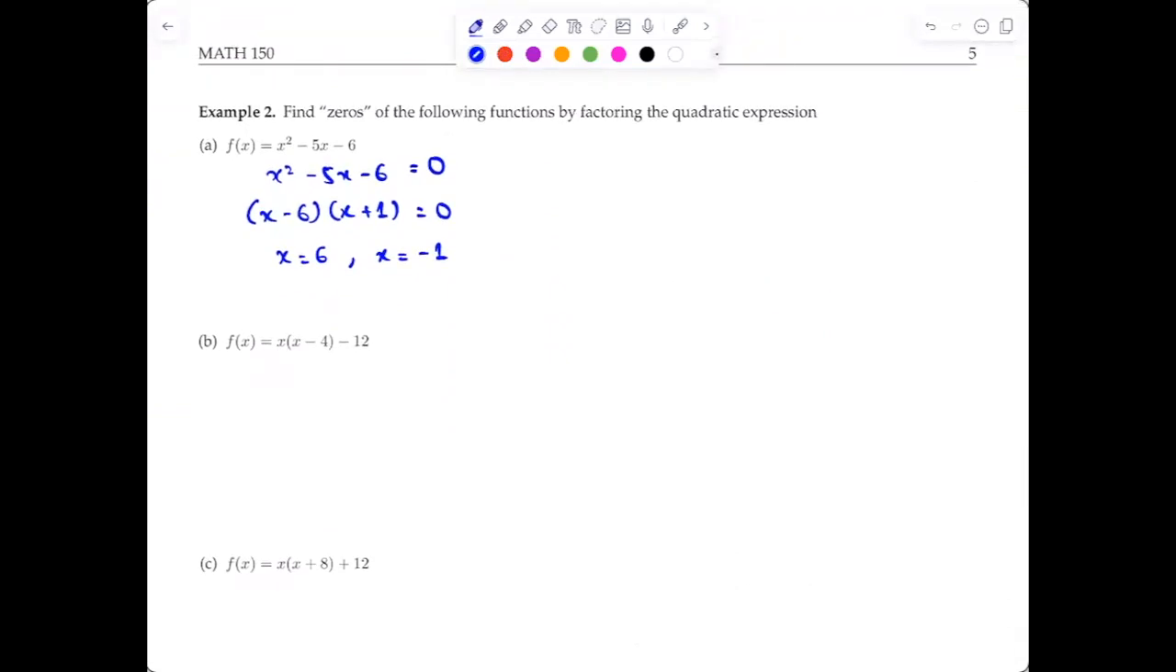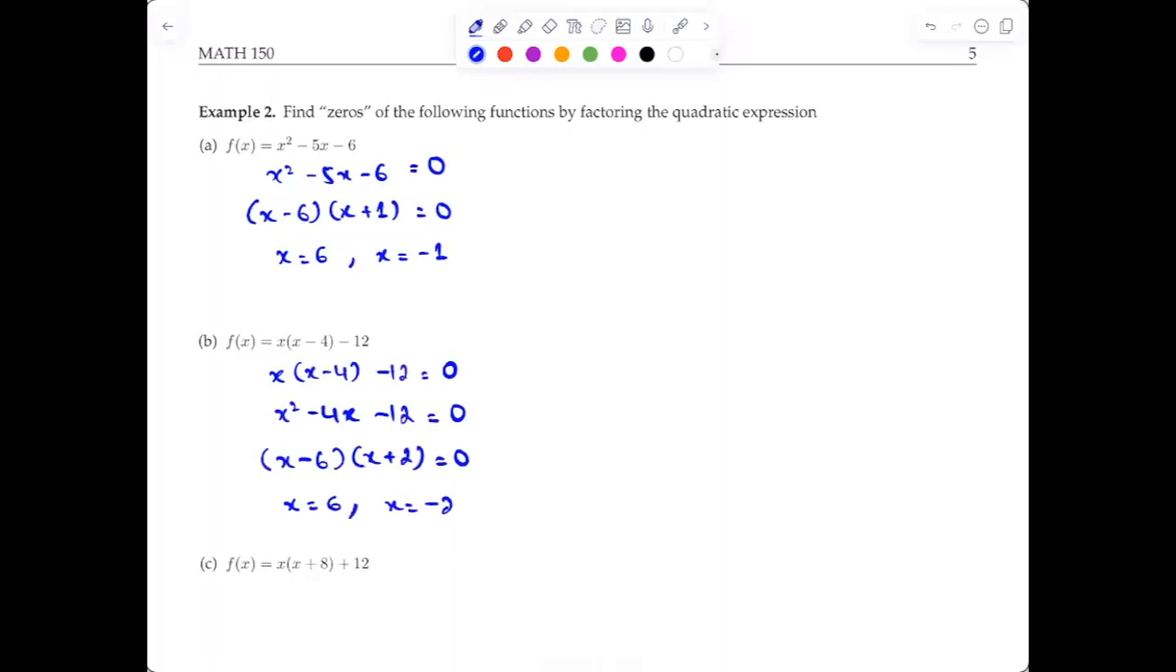For the next example, you get x times (x minus 4) minus 12 equal to 0. So what you do for this problem is you expand x times (x minus 4) and you factor it together. So here you have x squared minus 4x minus 12 equal to 0. Now you factor the left-hand side of the equation. You get (x minus 6) times (x plus 2) equal to 0. So you get x equal to 6, x equal to negative 2.